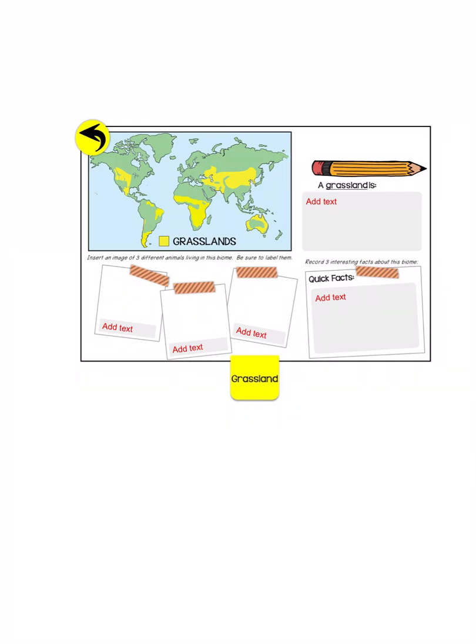Today we're going to work on the Grasslands portion of our Biomes flipbook. Just like yesterday when we worked on the taiga page, we're going to define what a grassland is, and we're going to talk about some quick facts that we can add to the second section down here.